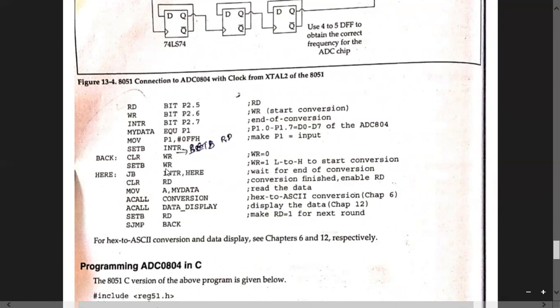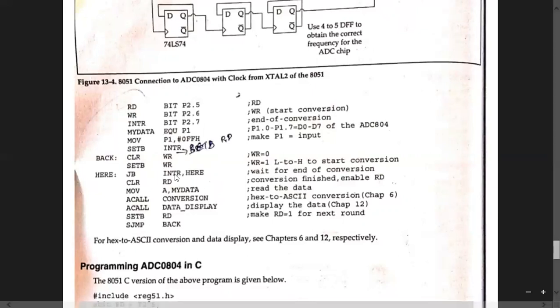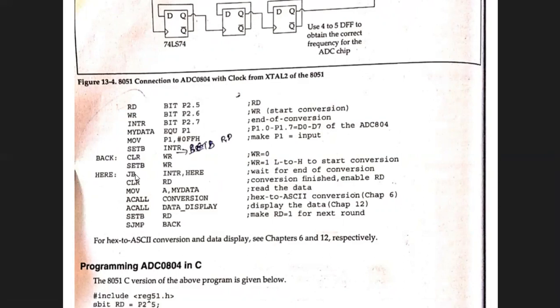Are you remembering the step? What is the next step to be done? Step 2: monitor the interrupt. So here, JB interrupt. What is JB? Jump borrow. Why am I writing jump borrow here? If there is a borrow, high, then it will go to here again. It will be inside the same loop.